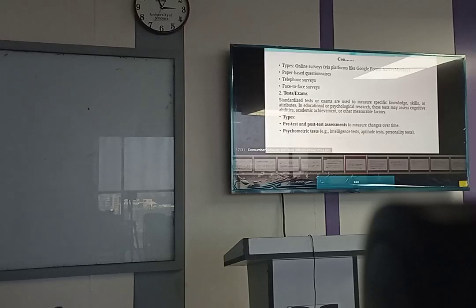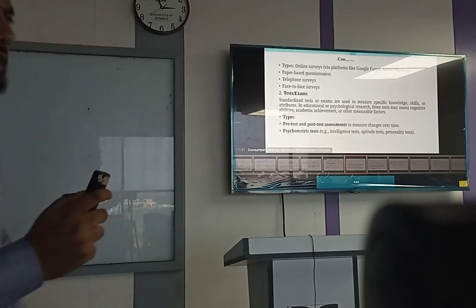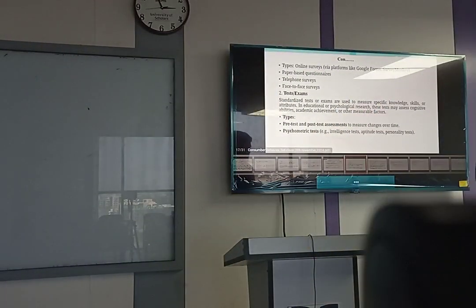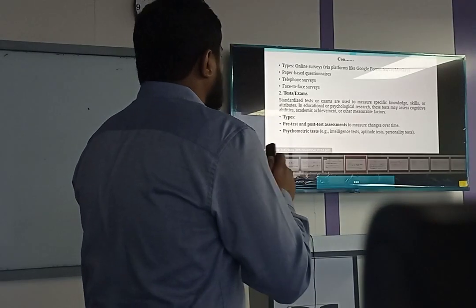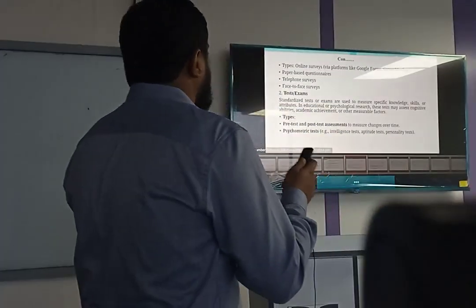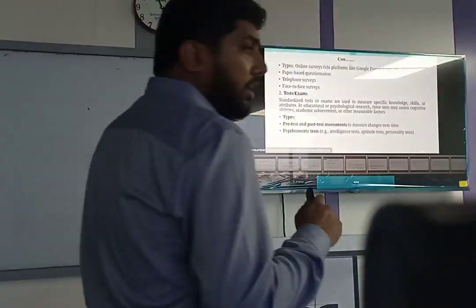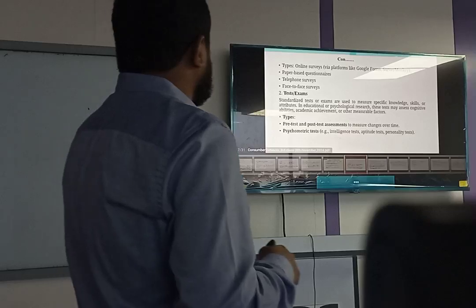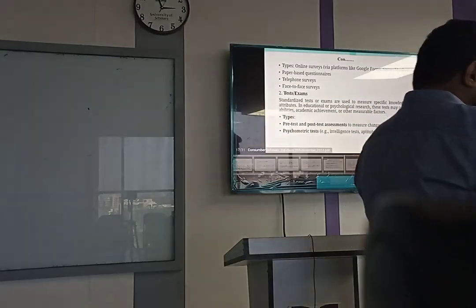So the next thing is tests and exams. Standardized tests or exams are used to measure specific knowledge and skill. When it comes to tests and exams, it is to determine the skill of a person. So in educational or psychological research, these tests may assess cognitive abilities, academic achievement or other measurable factors. There are different types of tests, pre-test and post-test assessment to measure change over time.